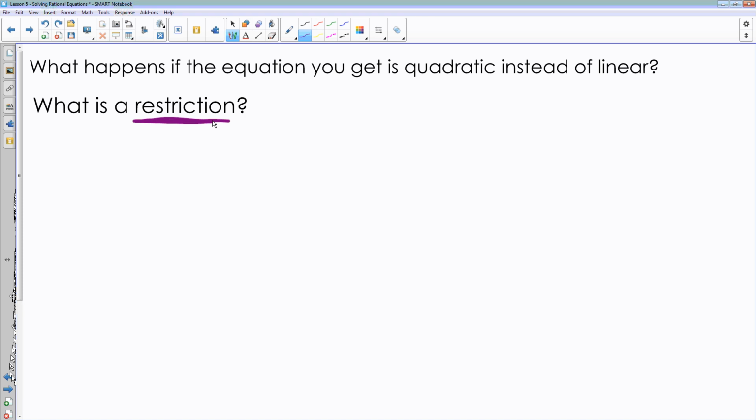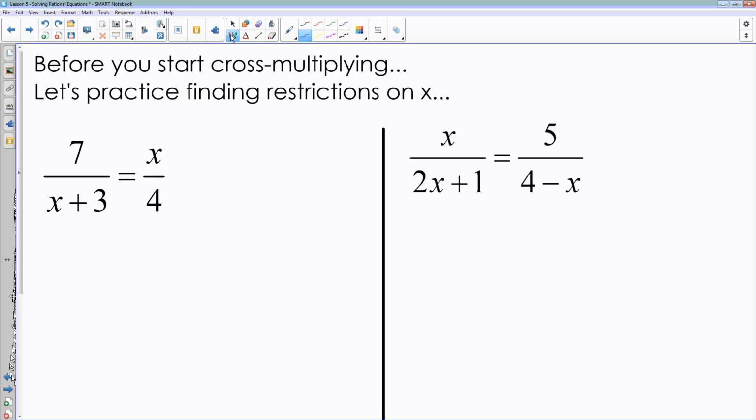A restriction happens whenever your fraction has 0 in the denominator, because you can't divide by 0. So a restriction is whatever value of x causes 0 to be in your denominator. And we'll see some examples of that today. If you look at this next problem, we're like, oh, I know how to solve that, no problem. But before we get started, let's talk about our restrictions.